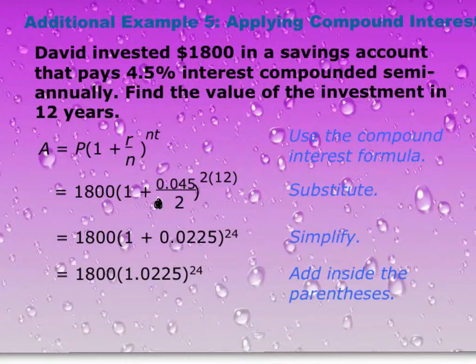So our T is 12 years because they said the investment is going to be at the value of the investment in 12 years. They want to know what's the value of this investment after 12 years has passed. And because it's semi-annually, that's going to be N. That gives us the number of times that it is invested. Then we are going to simplify this by dividing, add 1. And then we'll take this number and raise it to the 24th power. Let's continue this on another slide.